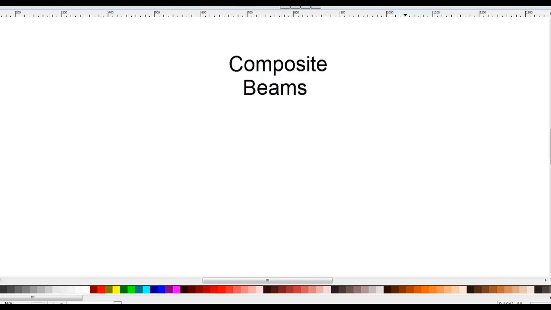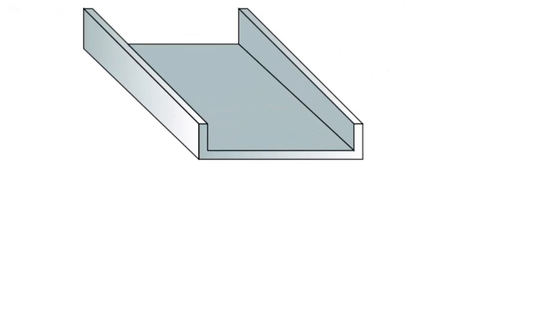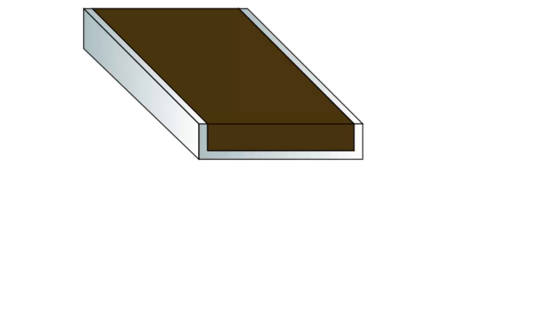Hi everyone, in today's video we will go over how you properly analyze composite beams. Now, what I mean by a composite beam is a beam that is composed of at least two different materials. So for instance, in this example, we'll be looking at a beam that is made up of a steel channel, and inside of that channel is a wooden beam.